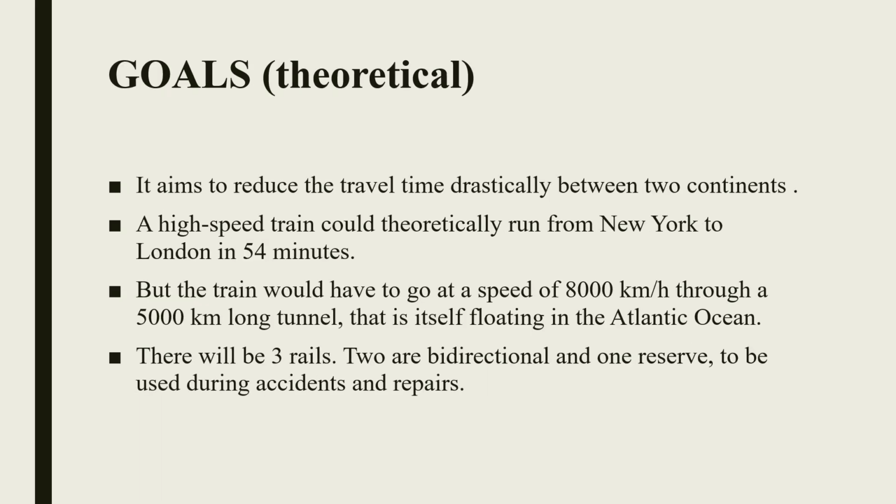The theoretical goal that can be achieved by the transatlantic tunnel is that it aims to reduce the time drastically between the two continents. A high-speed train theoretically could run from New York to London in 54 minutes. The train would have to go at a speed of 8,000 km per hour through a 5,000 kilometer long tunnel that is itself floating in the Atlantic Ocean, and this can only be achieved if there is a perfect vacuum inside the tunnel. Three railway tracks are proposed.